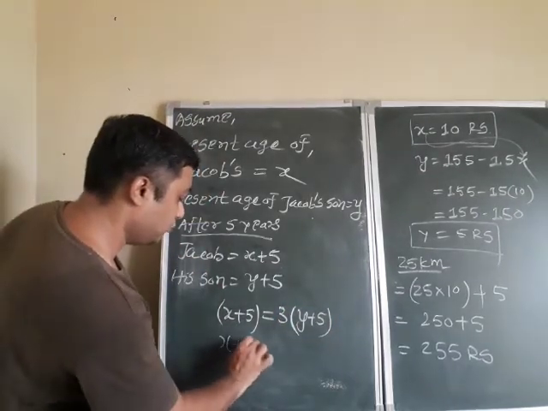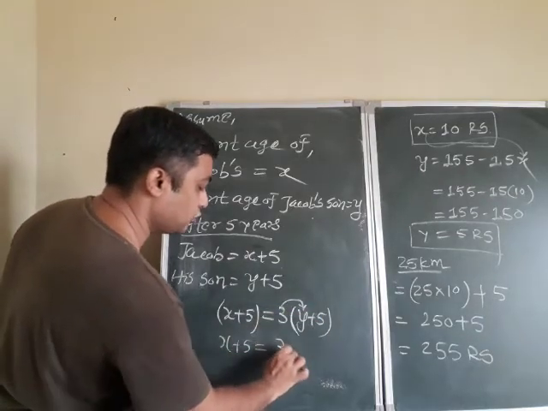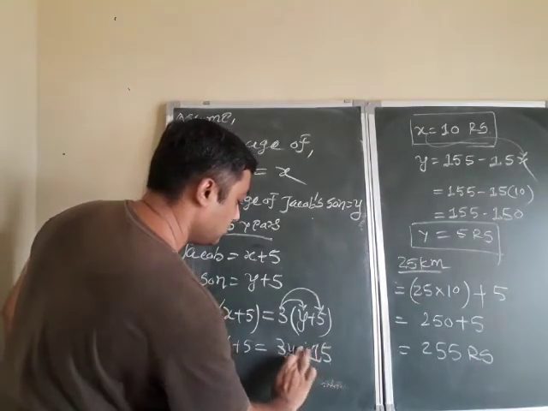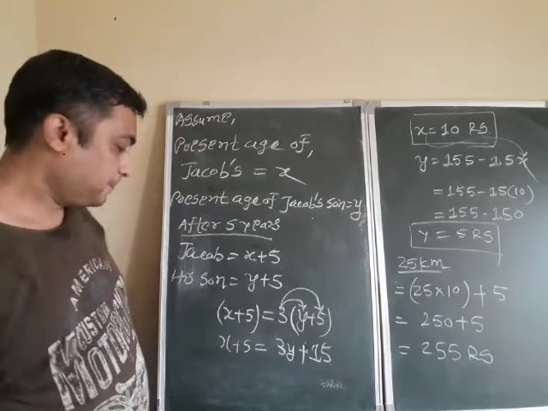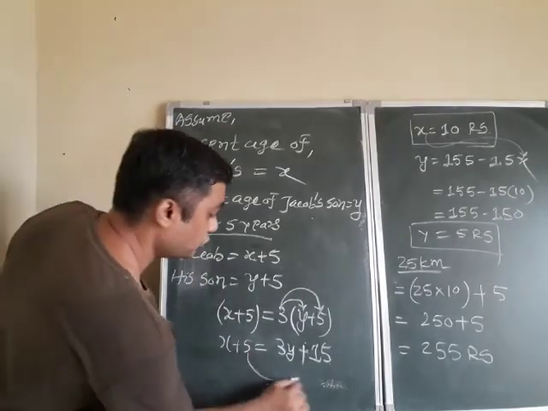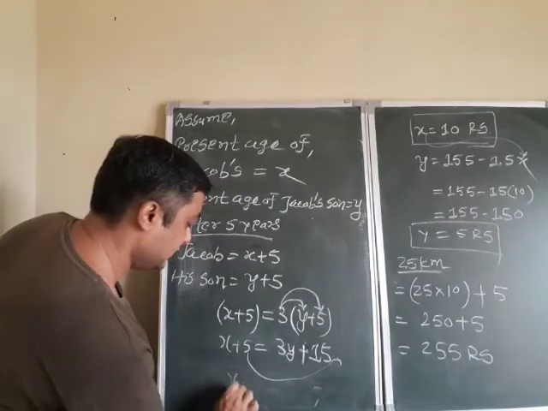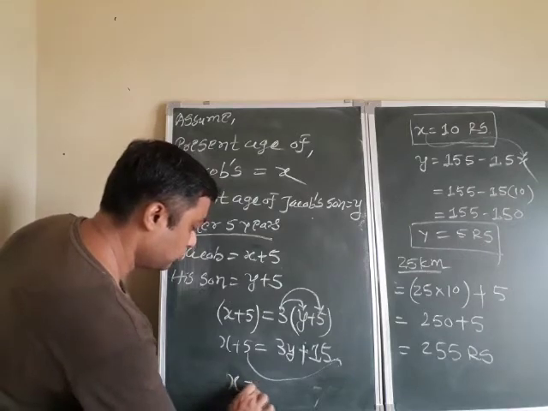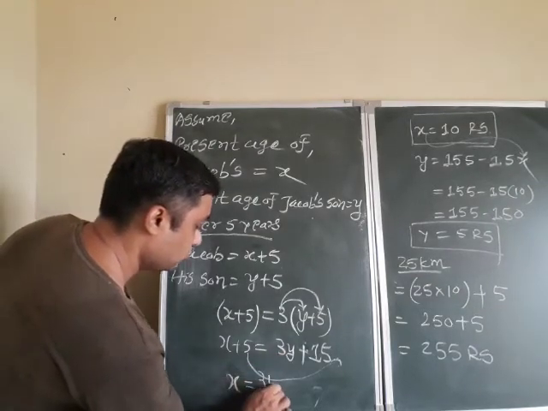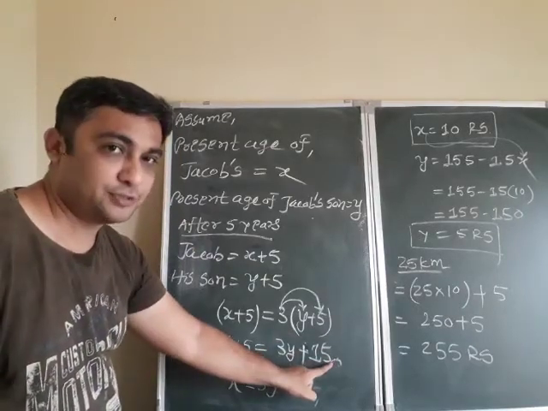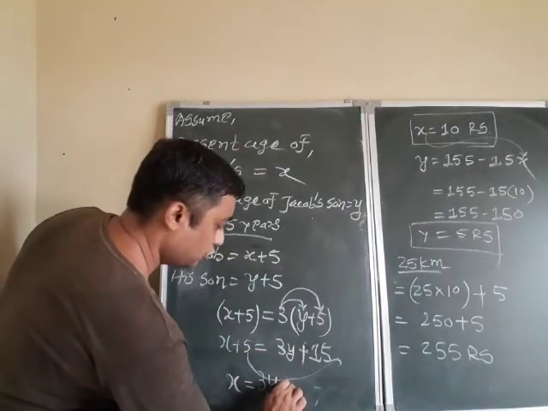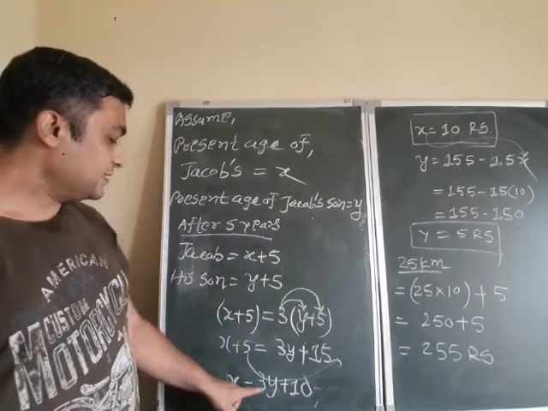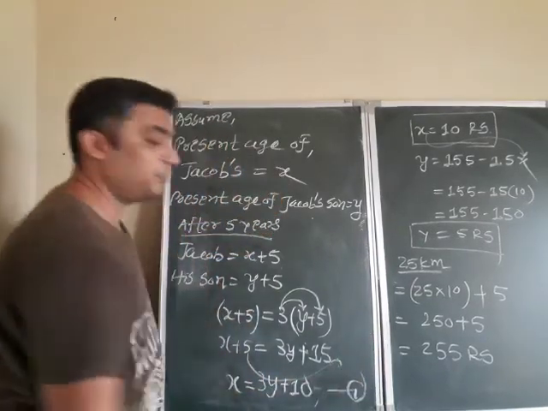So x plus 5 is equal to 3 multiplied here, so this is 3y, and 3 multiplied here, so 5 3s are 15. Okay, first equation is ready. The plus 5 you can keep on this side. So x is equal to 3y, and plus 5 on this side becomes minus 5, so 15 minus 5 is 10. So x is equal to 3y plus 10. Let me call this the first equation.